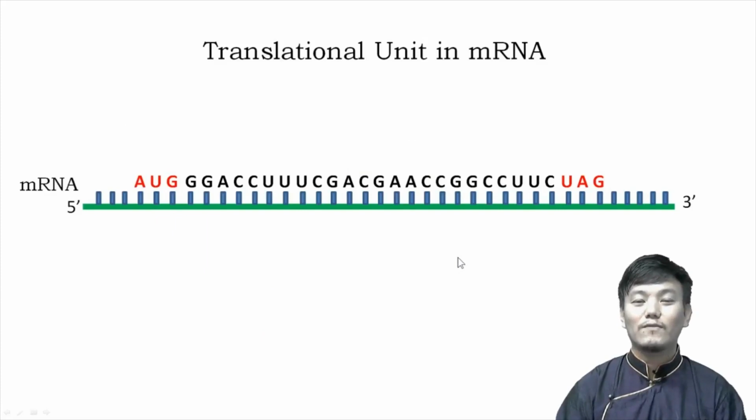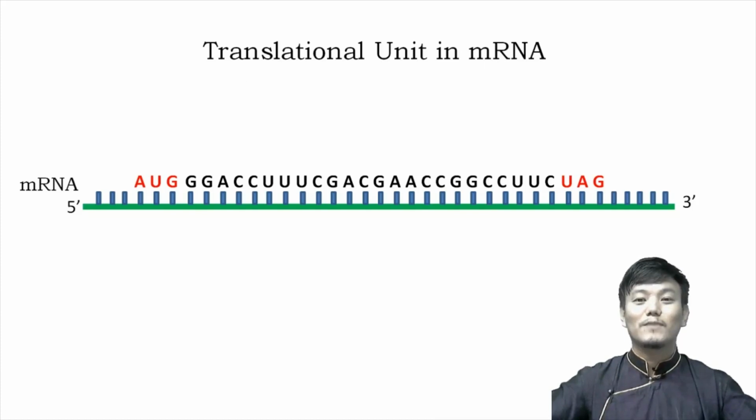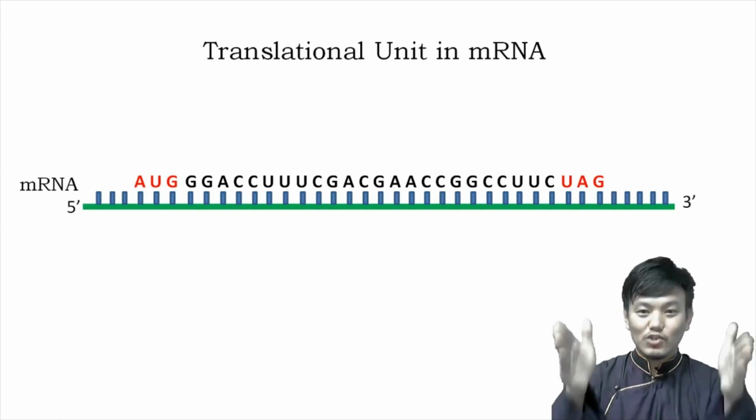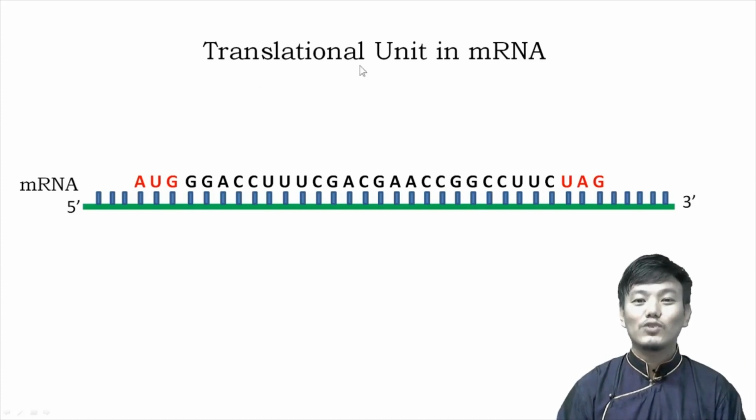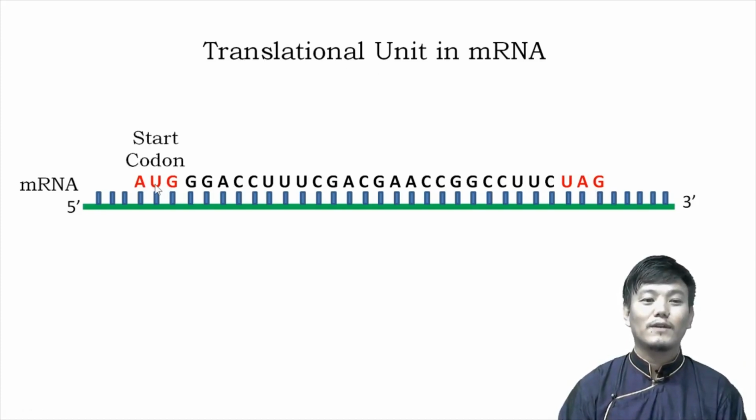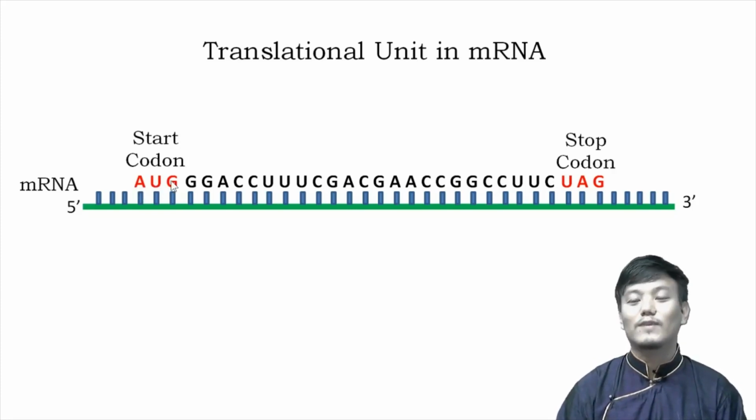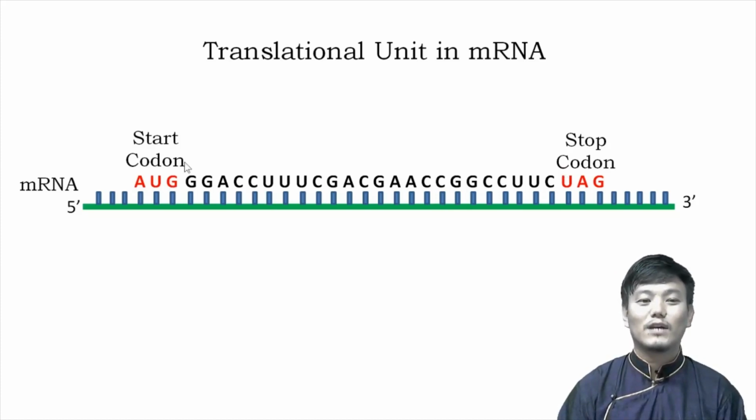We all know that mRNA was produced during the transcription process. mRNA was copied from DNA. In mRNA, a translational unit is there. mRNA is a long chain of nucleotides, and in this long chain we have a translational unit. This translational unit is flanked, meaning on the right and on the left side, by the start codon and the stop codon. We know that AUG is the start codon, and at the other side we have the stop codon. In between we have the translational unit.